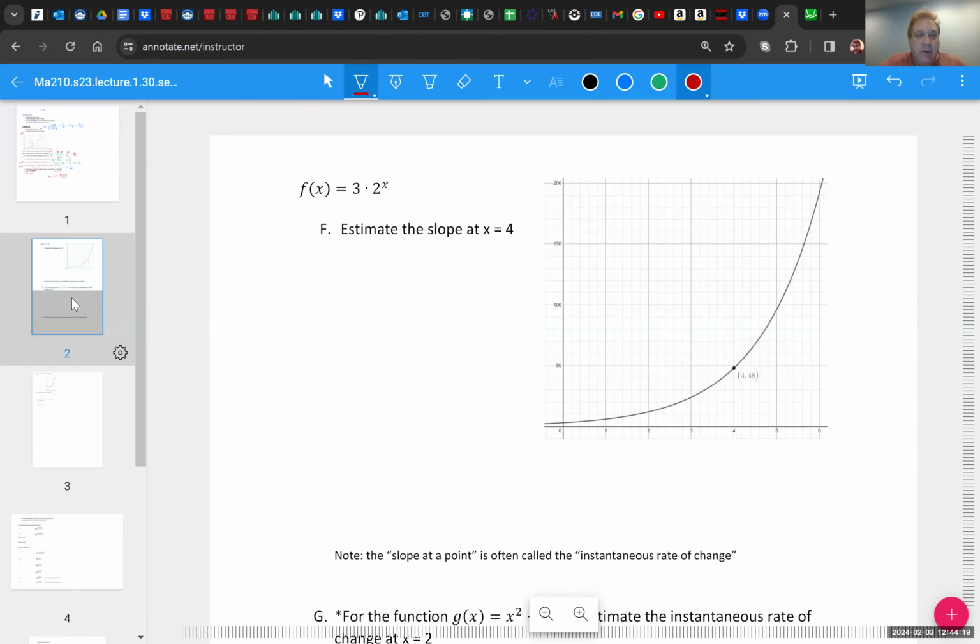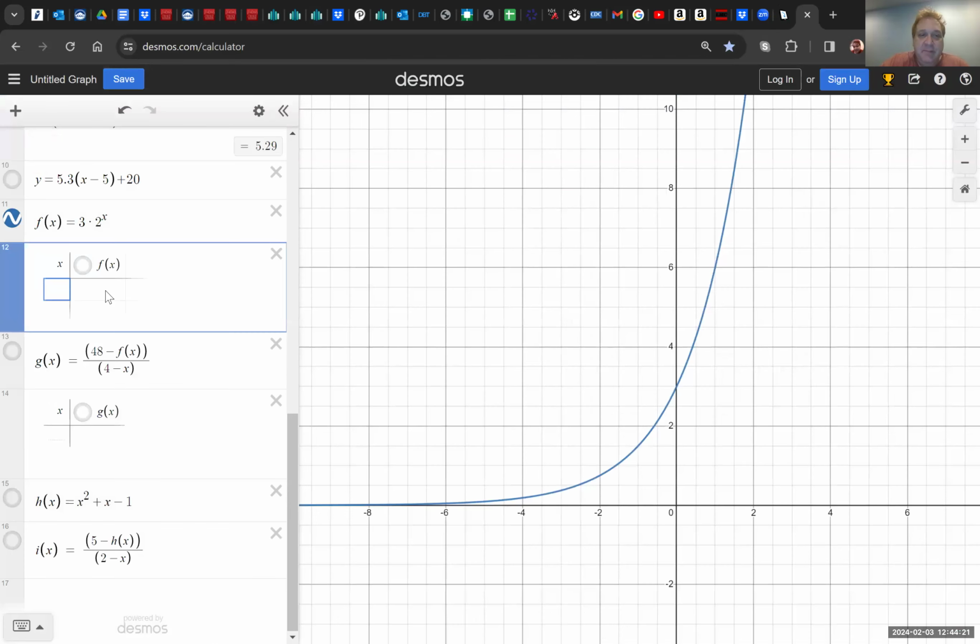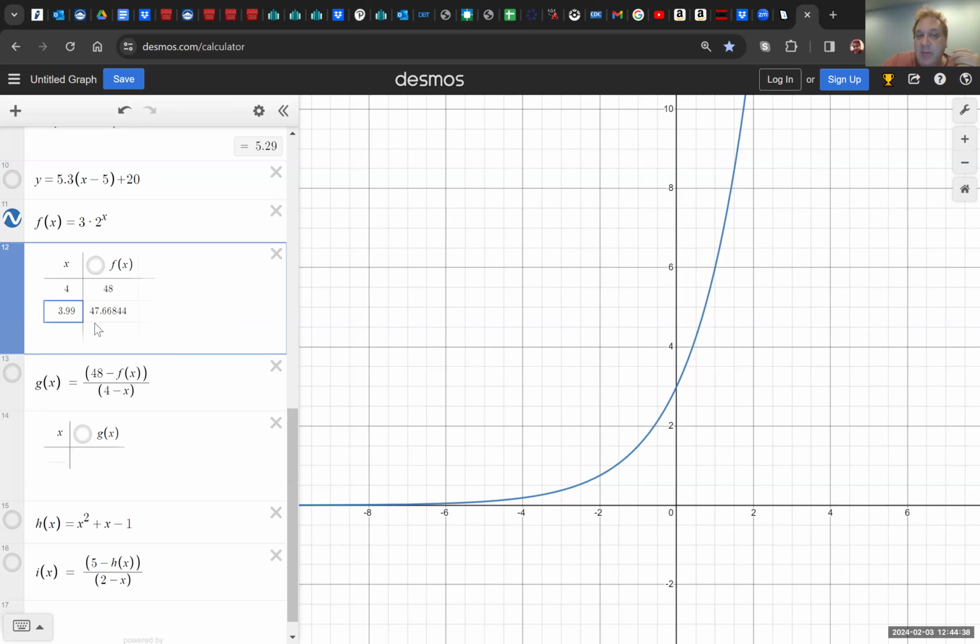So I can put a 4 in here. And yep, there's 48. I used f of x instead of y because it's a nice way of getting the calculator to build more complicated functions. I'll show you that in a second. So just like before, we'd like to choose a number close to x, like 3.9 or 3.99, something like that. And we can find the change in y over the change in x.